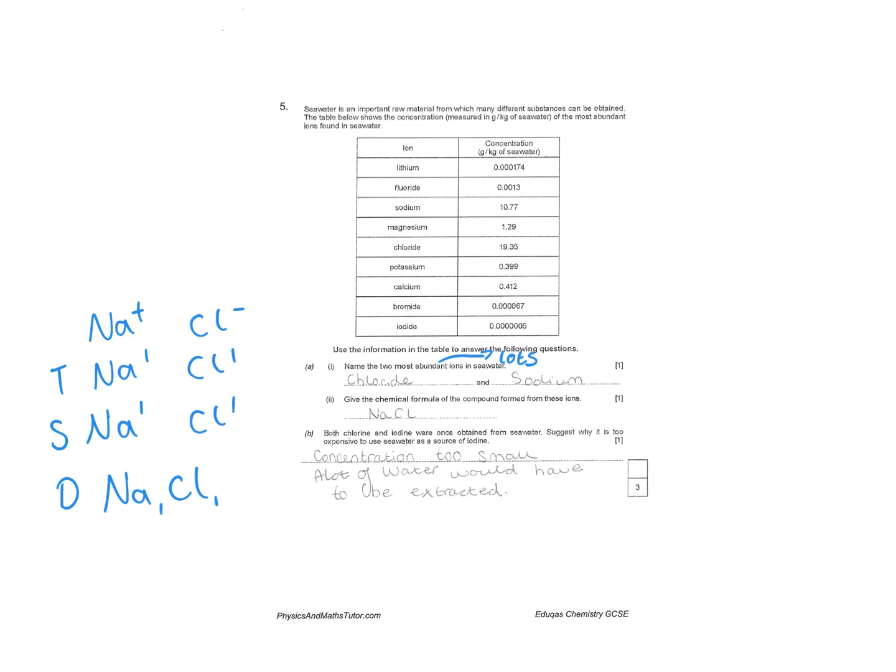Both chlorine and iodine are obtained from seawater. Suggest why it is too expensive to use seawater as a source of iodine. Concentration too small. Okay, a lot of water would have to be extracted and go through the process to be able to get any of the iodine out.